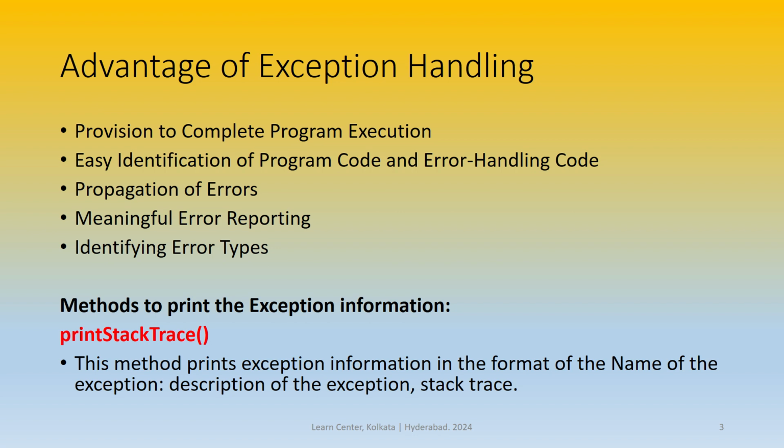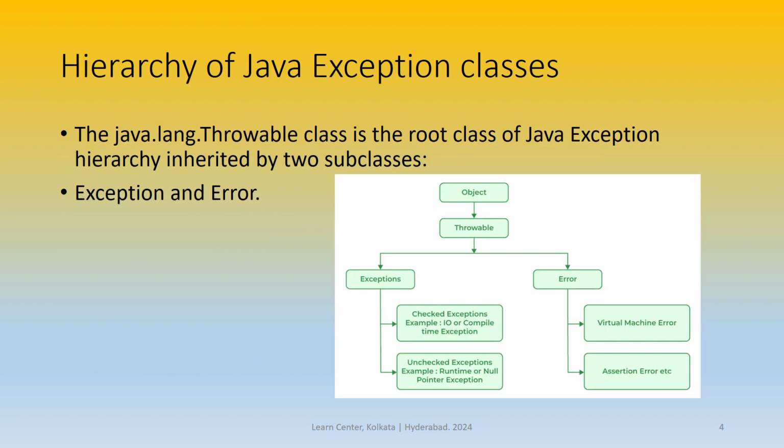Advantages of exception handling are as follows: provision to complete program execution, easy identification of program code and error handling code, propagation of errors, meaningful error reporting, identifying error types. The method to print the exception information is printStackTrace. This method prints exception information in the format of the name of the exception, description of the exception, and stack trace information. The hierarchy of the Java exception classes is shown in this diagram.